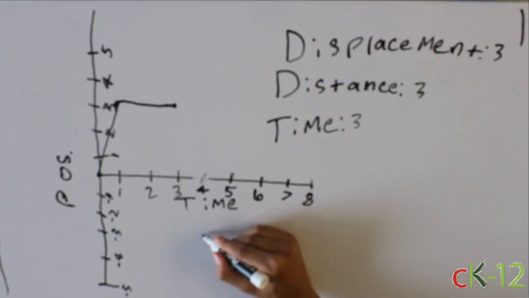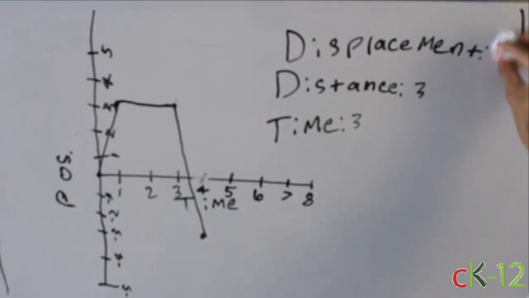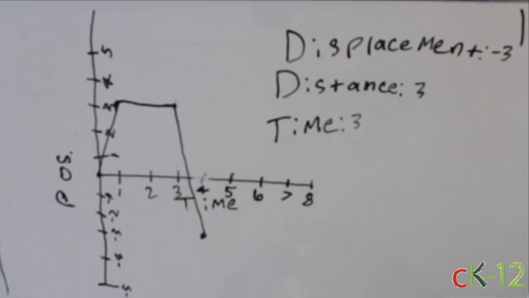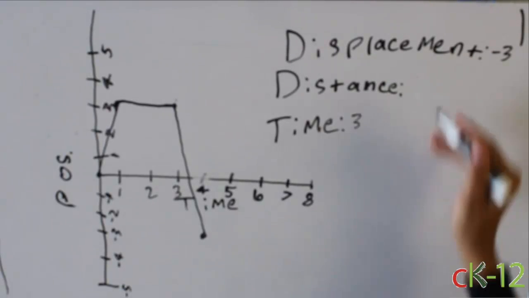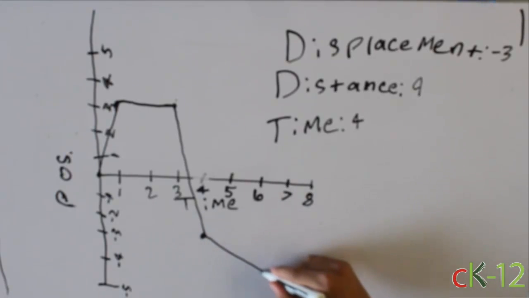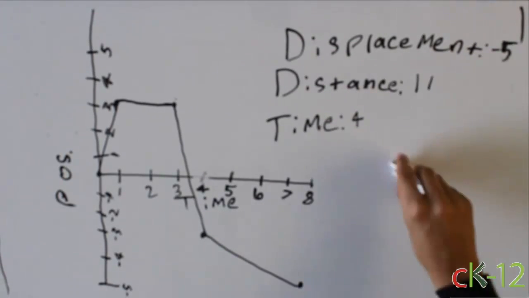Then it quickly backs up and goes backwards 6 spaces in 1 second. Now its position is -3 meters, along with its displacement, because it started at 0. But its distance is actually 9 meters, because that's how far it traveled total. Then it continues backing up, but a little bit slower. It goes backwards 2 more meters in 4 seconds, so at 8 seconds it is at position -5.